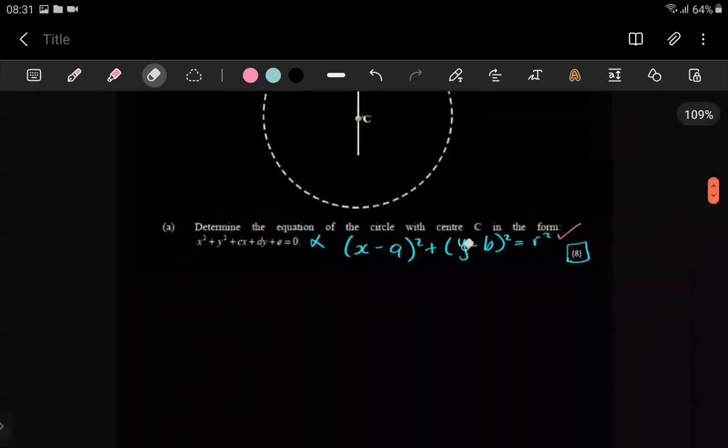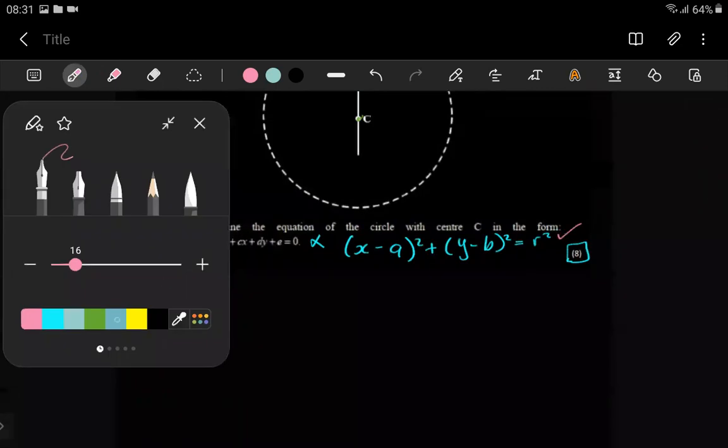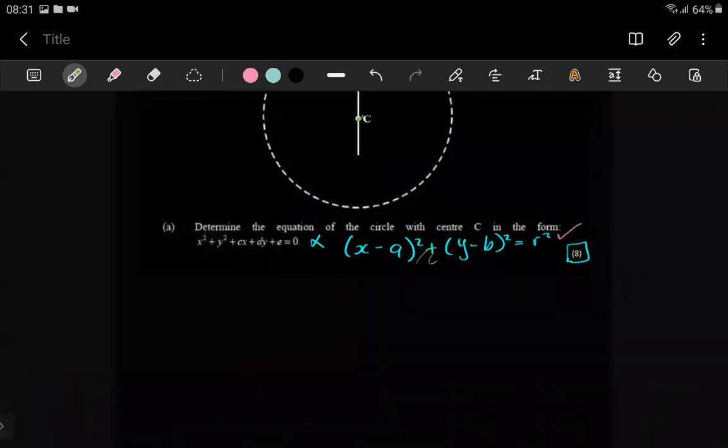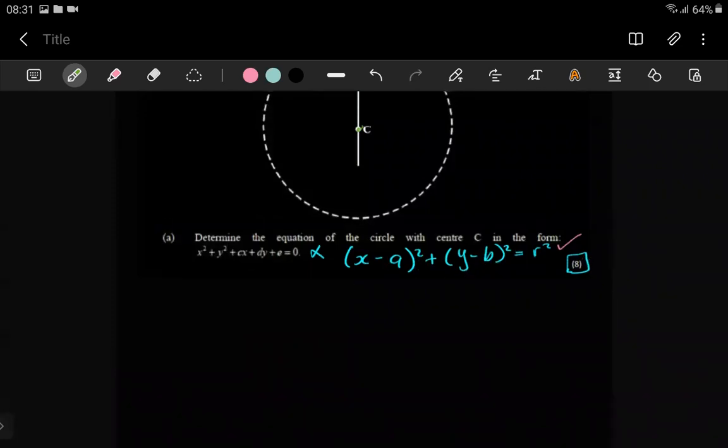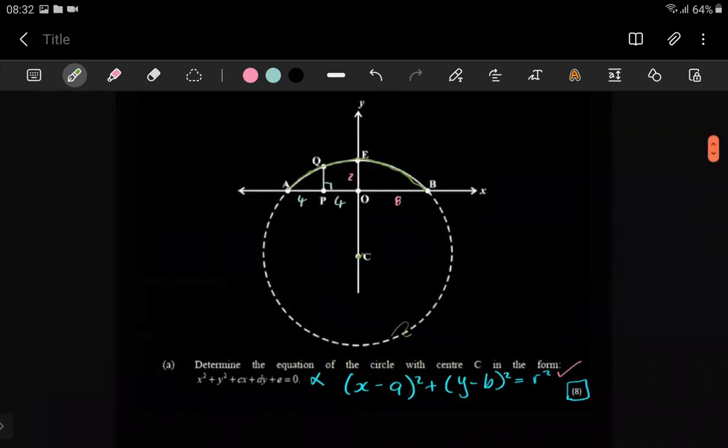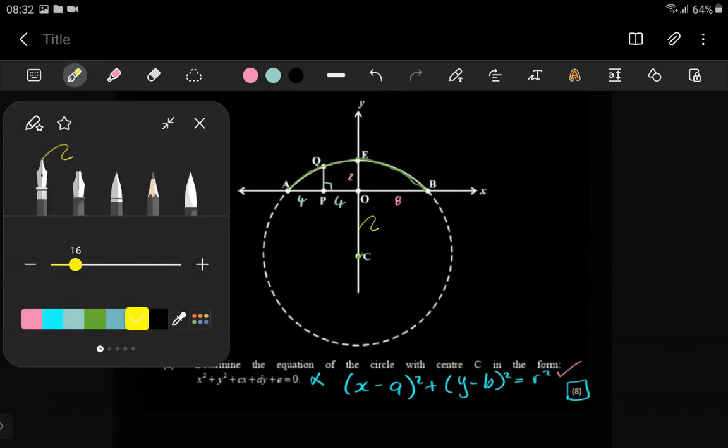Doing it like this makes your life easy, because now you only have 2 objectives. You can already see that out of 8 marks, you have 2 objectives, because the rest just follow on from that. So the first thing is we need the center of the circle. The fortunate thing is that we can already realize that we have the x value of the center.